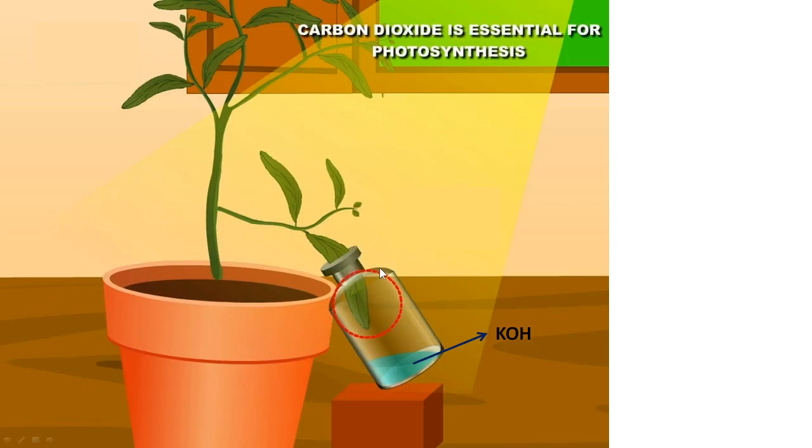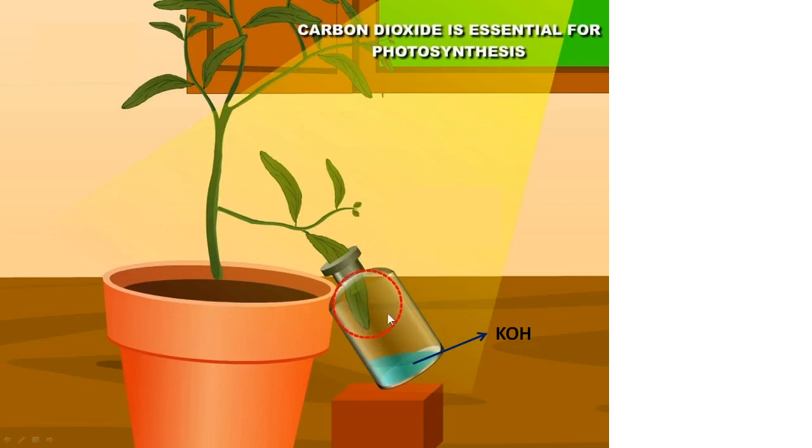And then you keep it in the sunlight. Then you do the starch test. The part of the leaf which was inside the bottle won't show starch test positive.